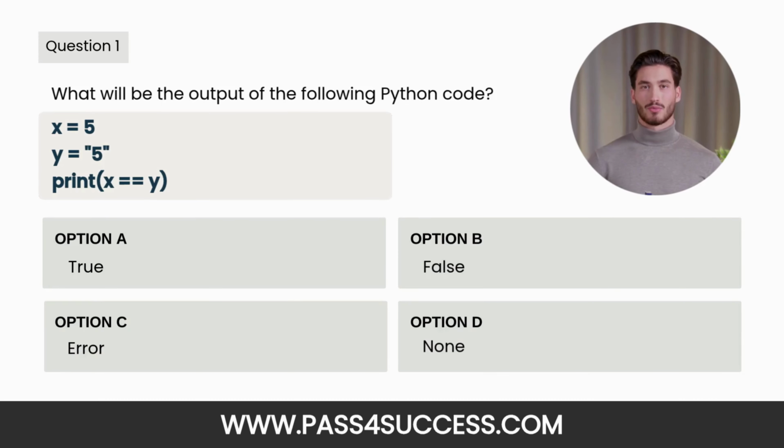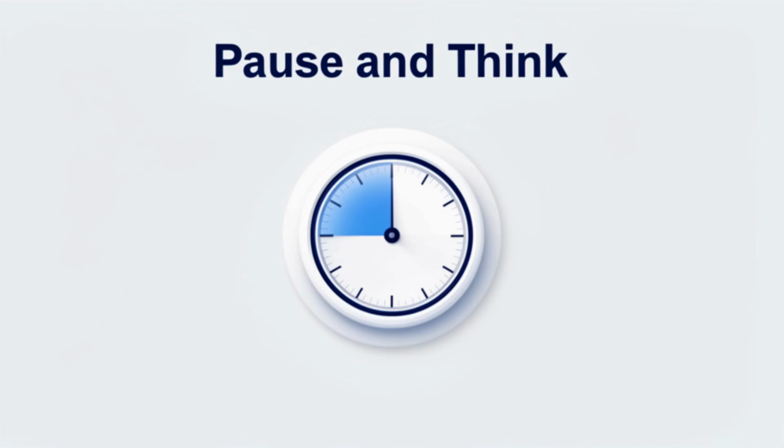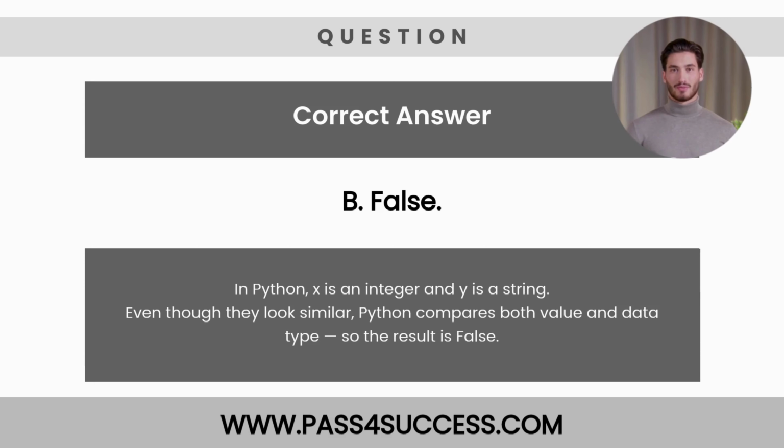Question 1. What will be the output of the following Python code? Options: A. True, B. False, C. Error, D. None. Pause the video and think about the correct answer. The correct answer is B. False. Explanation: in Python, x is an integer and y is a string. Even though they look similar, Python compares both value and data type, so the result is false.